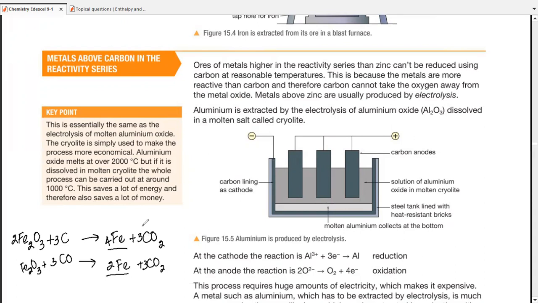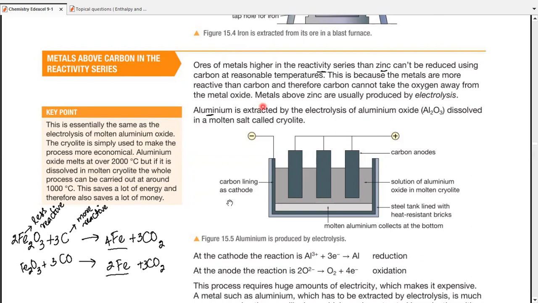But that was only possible why? Because carbon is more reactive and is on top in the reactivity series. Iron, in comparison, is at the bottom and is less reactive. So that's why carbon is capable of displacing iron. But carbon cannot displace any metal above zinc. Aluminum is one of those metals, so carbon won't be able to displace aluminum.